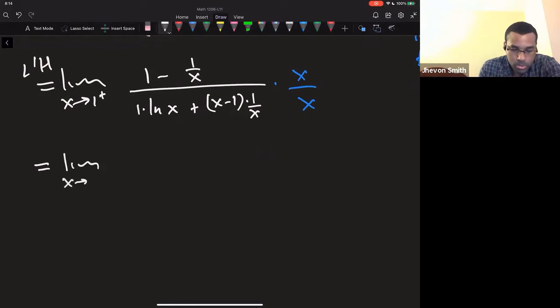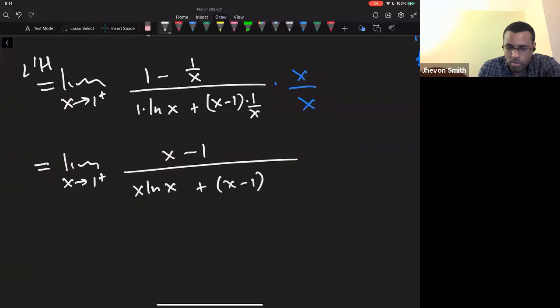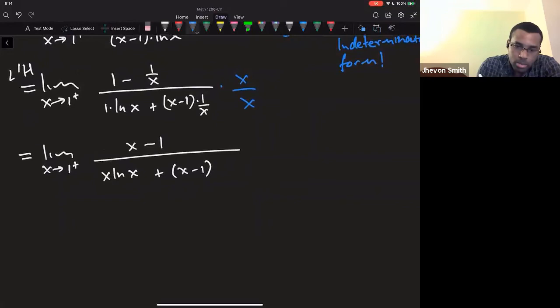x minus 1 over x ln x plus x minus 1. All right, what now? So as x approaches 1, x minus 1 approaches 0. As x approaches 1, this approaches 1 times 0 plus, well, 0. So we again get 0 over 0.